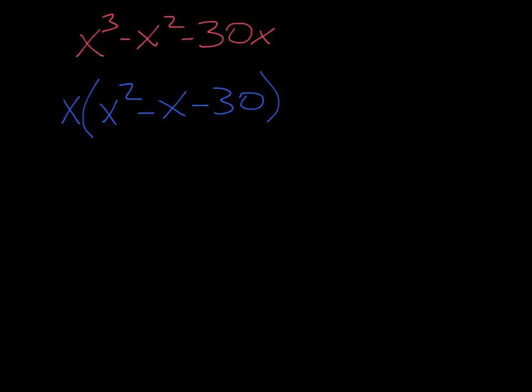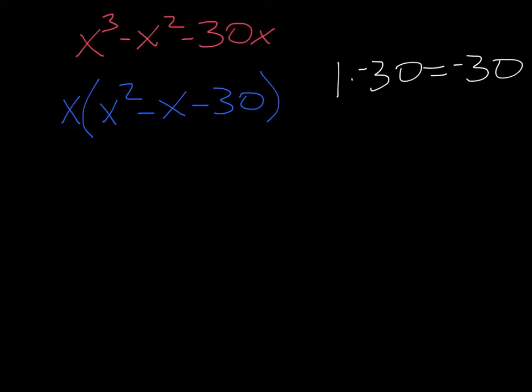And we're going to do the a times c method again. a is 1, c is negative 30. It is a good idea to keep an eye on the negative sign. So 1 times negative 30 is negative 30. Now this is nice to know, because what this is telling us is that one of our factors is going to be positive and one of them is going to be negative, because that's the only way you can get to a negative answer.